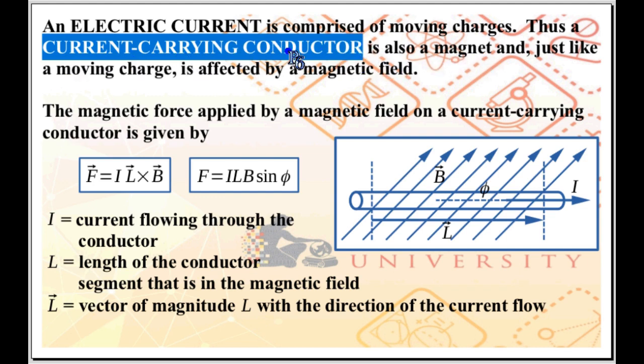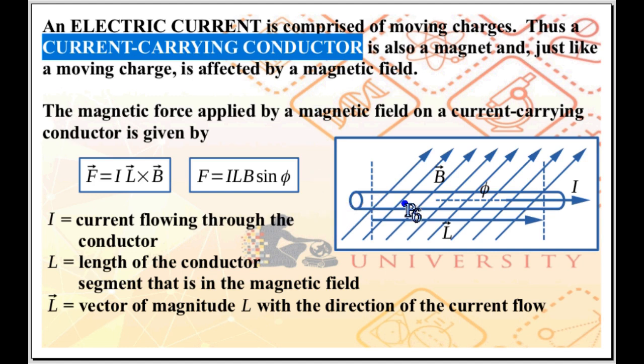A current carrying conductor, or a wire in which you have a current flowing through the wire, is a magnet, just like a moving charge. And just like a moving charge, the current carrying conductor is affected by a magnetic field. That is to say, the magnetic field will apply force on the current carrying conductor.